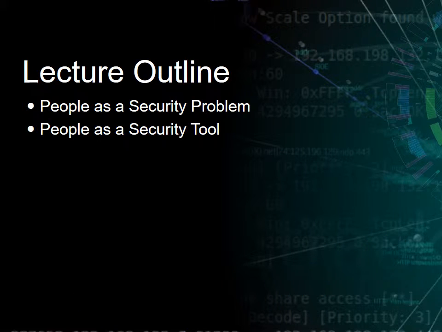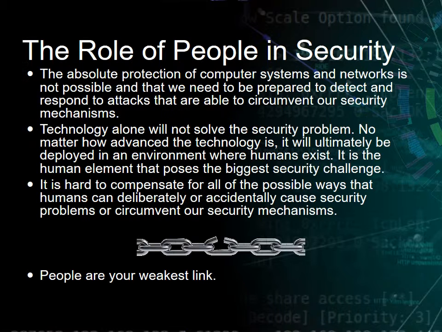In this chapter, we'll look at people as both a security problem and a security tool. The truth is, the absolute protection of a computer system or network is not possible, and we need to be prepared to detect and respond to attacks that are able to circumvent our security mechanisms. Technology alone will not solve the security problem. No matter how advanced the technology is, it will ultimately be deployed in an environment where humans exist. It is the human element that poses the biggest security challenge.